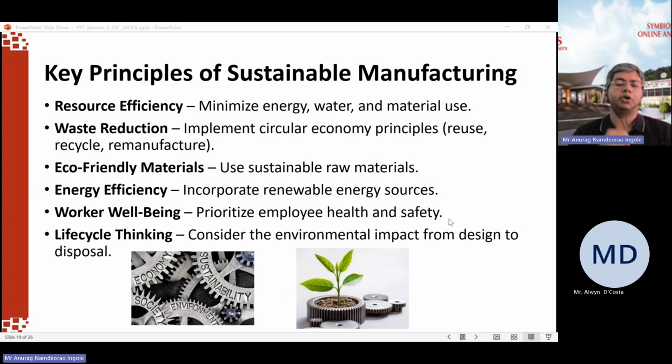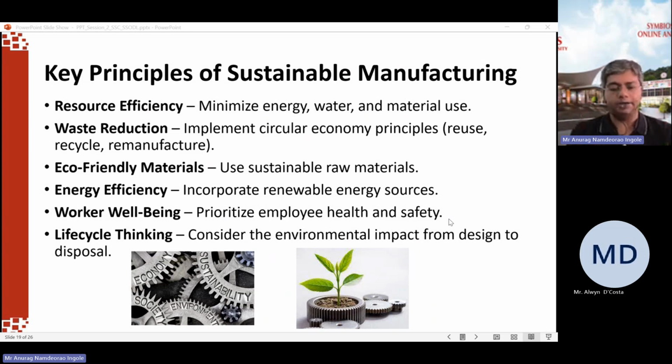Worker well-being, we have discussed: prioritizing employee health and safety. And then life cycle thinking. Life cycle thinking or life cycle cost we have discussed as part of sustainable procurement, right? So while going towards sustainable manufacturing, we also have to think about the life cycle of the particular product that we are making, because while it is being processed, the raw material or the semi-finished good or the finished product is in your focus area or in your possession as the manufacturing or operations function, right? That is in your facility.